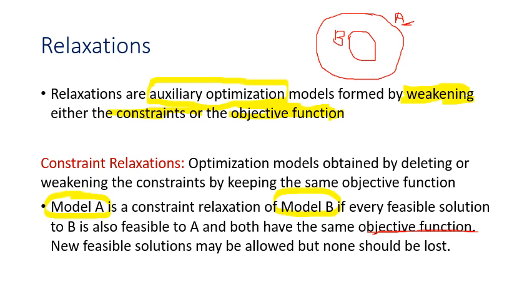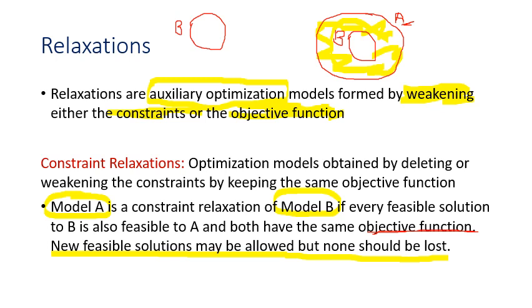New feasible solutions in the relaxed model are allowed. So this shaded area here includes new feasible solutions to A, which do not appear in B. But none of the feasible solutions to B should be lost. Let me give you an example. This is the feasible solution region of B.